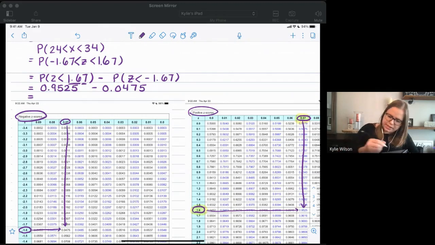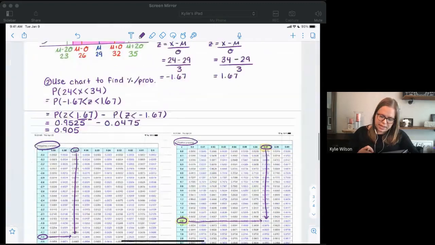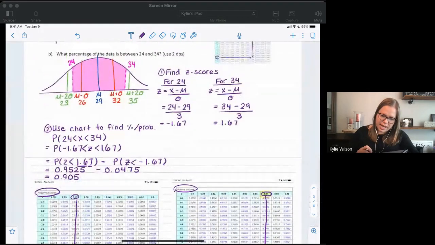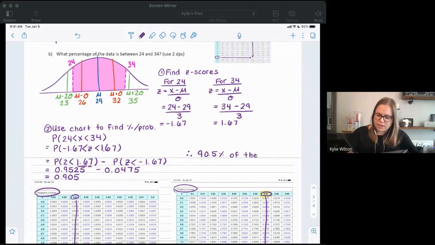And we'll get 0.95. Oh, sorry, 0.905. Wrote that down wrong. So what that means is that is this middle bit here. So what I could write is therefore 90.5% of the points are between 24 and 34. And that's what that means.